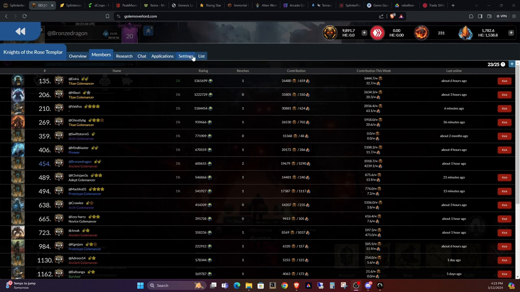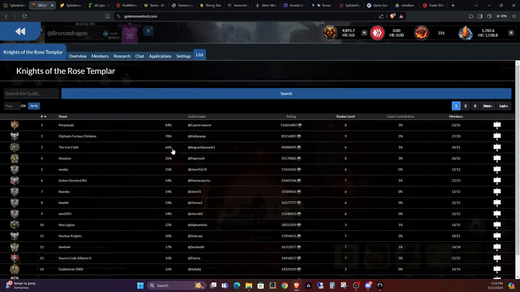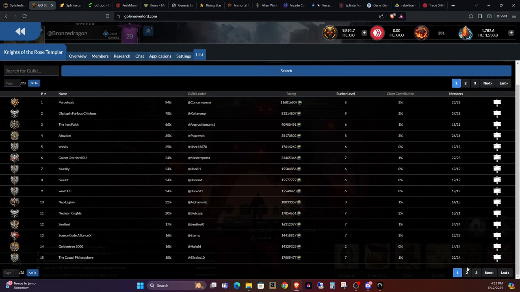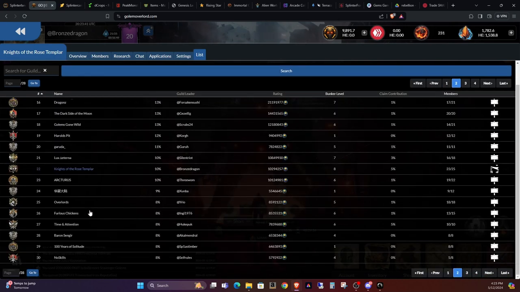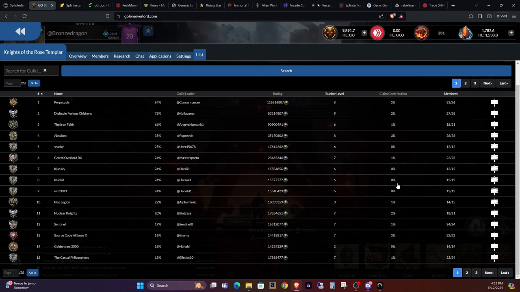So we can go over here to the list. I'm kind of happy with where we're at. For a smaller guild, we are actually now at level 22. And you can see Knights of the Rose Templar here. And one comparison here that I'm kind of proud of is that compared to the rest of the guilds, we have one of the higher level bunkers.